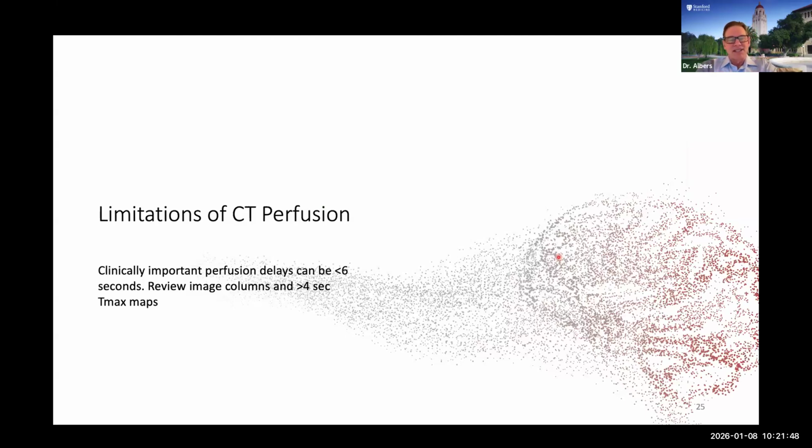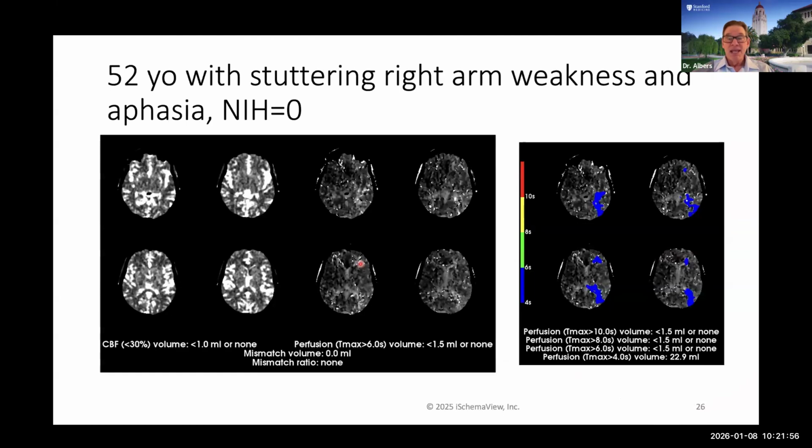Okay, some more limitations of CTP. Clinically important perfusion delays may be less than 6 seconds, so it's very important to look beyond the mismatch map. Here's an example. This is an older scanner from one of our referral hospitals, and they looked at this mismatch map and they said, looks normal to me. But if you look closer, I think you'll see that it's not normal. This was a 52-year-old who presented with stuttering right arm weakness and intermittent aphasia. At the time of the scan, the neuroexam was normal.